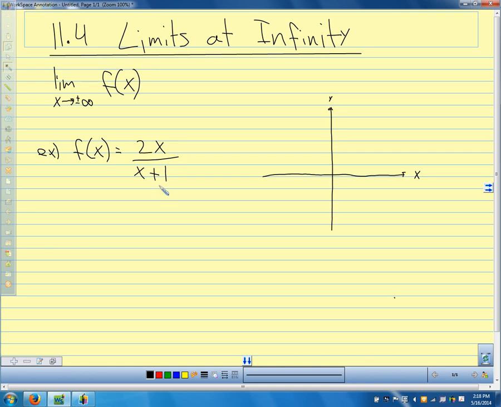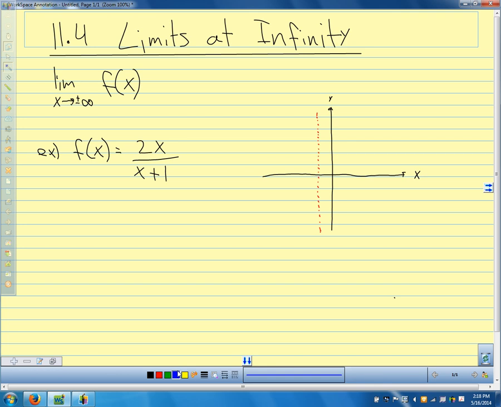So the denominator tells us about what kind of asymptote? Vertical or horizontal? Vertical. Because we can't get a 0 in the denominator, or our function is undefined. So what gives us a 0 here? x equals -1. So we're going to have a vertical asymptote at x equals -1, and I'm going to draw it in.